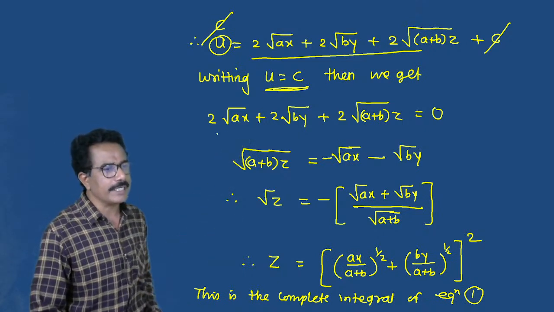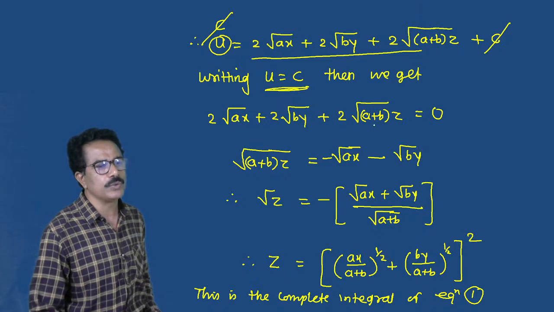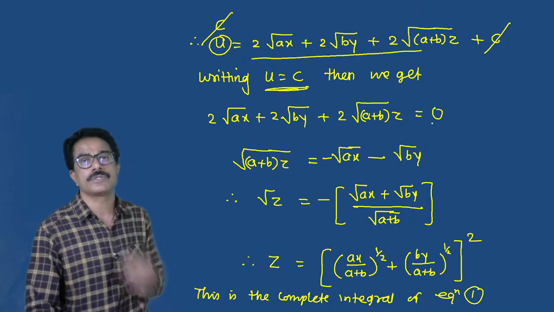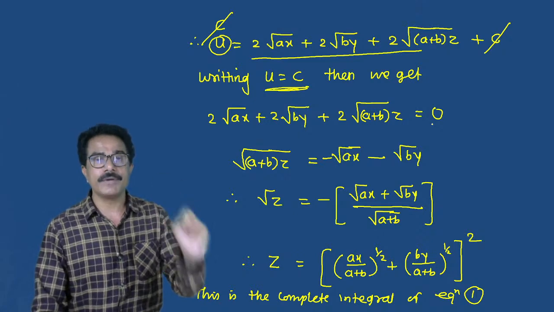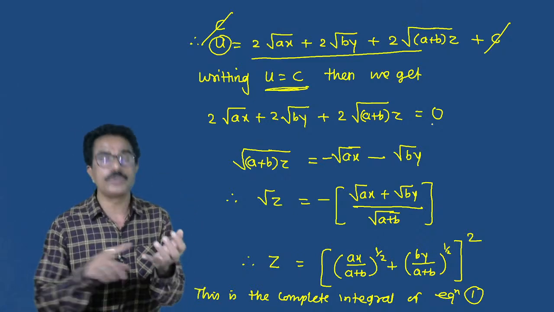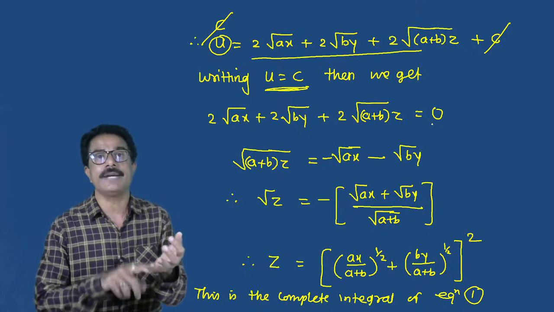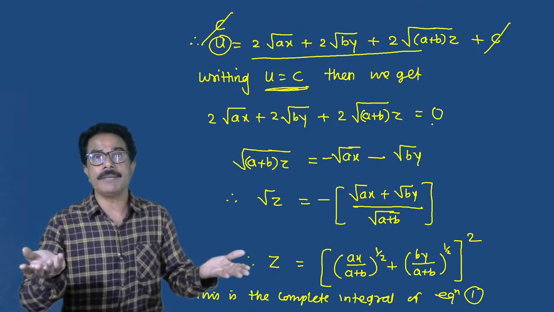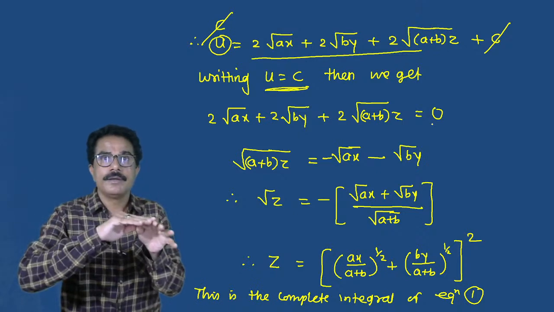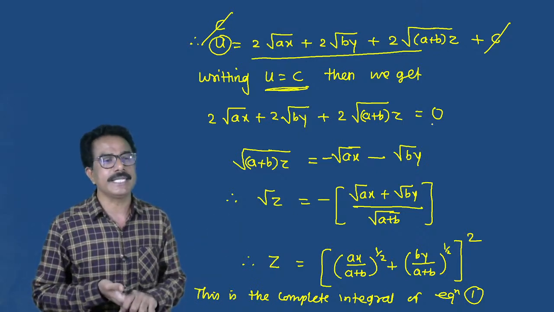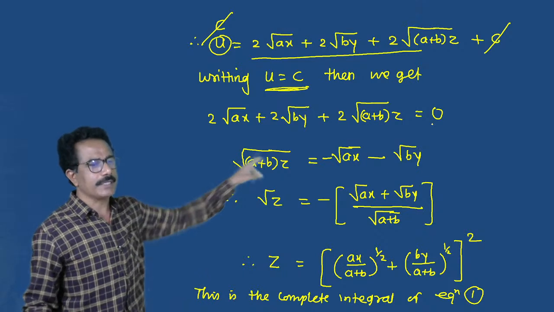Then C will get cancelled, then 2 root of AX plus 2 root BY plus 2 root A plus B into Z is equal to C. Because in this case there are only two independent variables X and Y, and Z is a dependent variable. So we have to replace this U by using a constant, that is C.